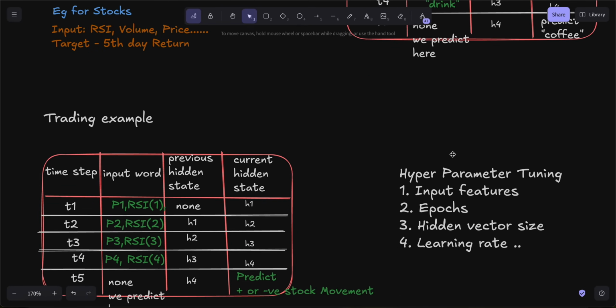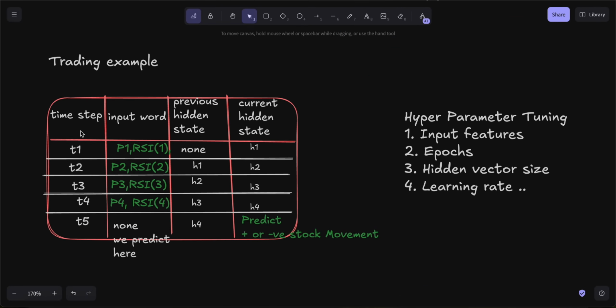So I've given a trading example here. Here we've got the times T1, T2, T3, T4, T5. For input, we've given the price of the first day and the RSI of the first day, and the price of the second day and the RSI of the second day. Each time in the hidden state, the memory is being stored and the new information is carried over, and that helps us to predict certain things in the stock market. We can predict whether the market is going to be positive or negative by using all the RSI data and the price data of the past.